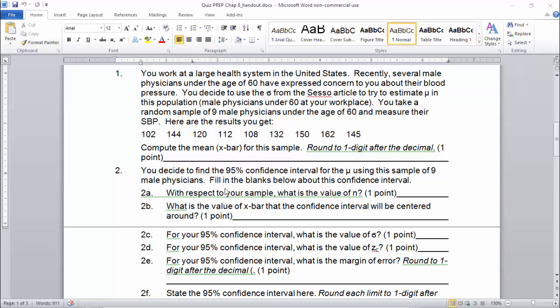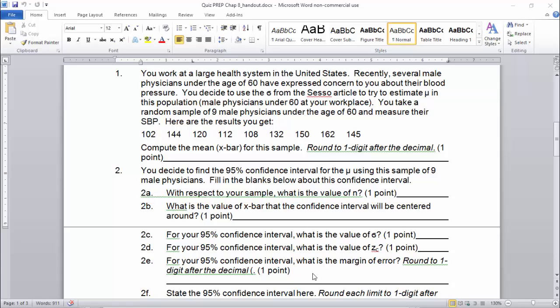So you decide to use this population standard deviation from the Sesso article to try to estimate mu in your population, your healthcare system employee male physicians under 60, right? At your workplace there. So you go through a list and do a random sample of 9. And you convince 9 of them to come in, and they're under age 60, and you measure their systolic blood pressure. So here are the results you get.